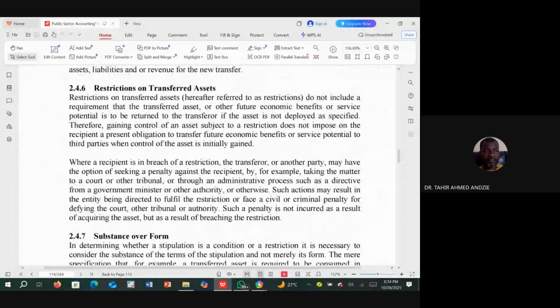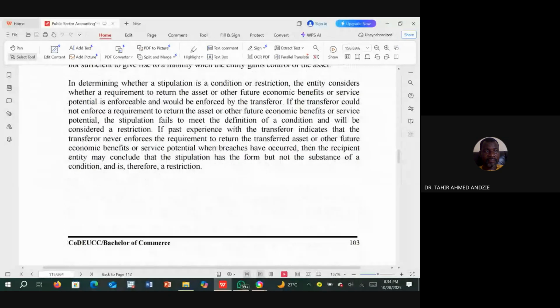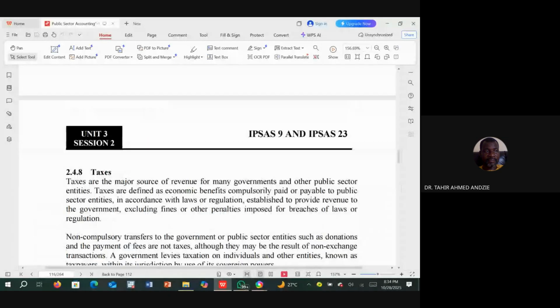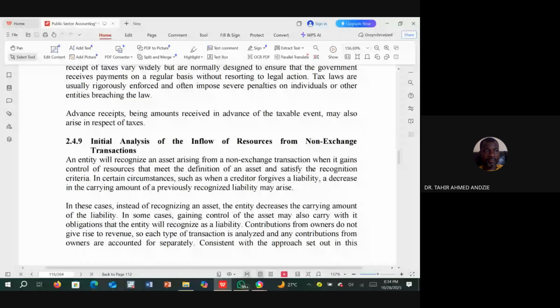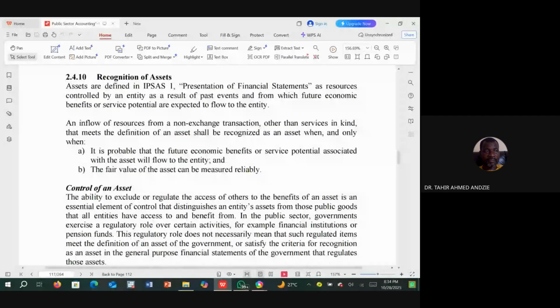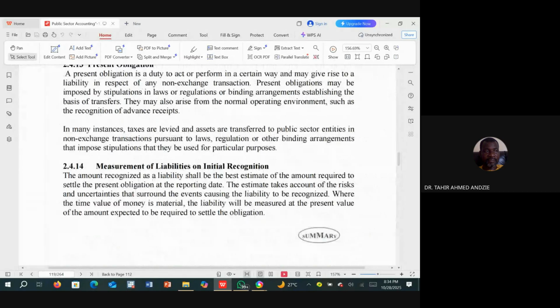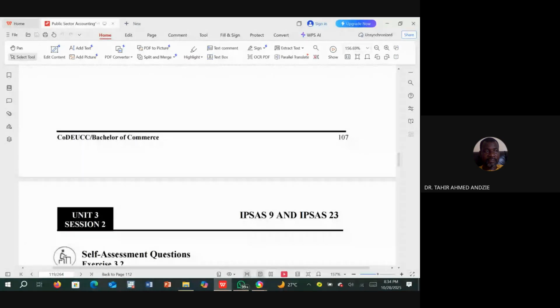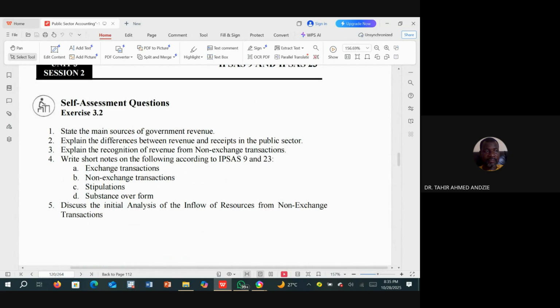So you have to go through. There are a lot of things: substance over form, what we mean by taxes, recognition of assets under IPSAS 1. These are all things that, if we take our time and read more on them, you don't want to stay long on.